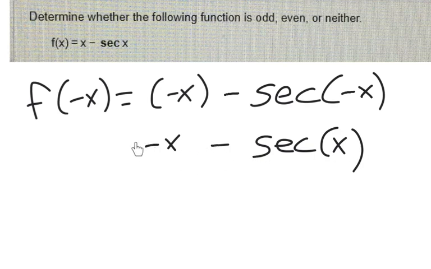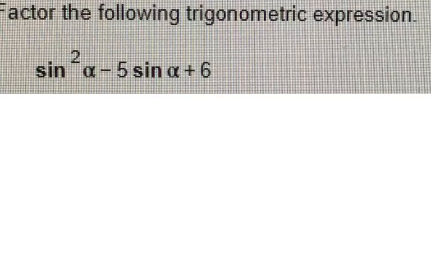Now, is this the exact same as the original problem? No, it has a different sign at the beginning. Is every sign different than what we started with? No, this one is still negative. So because neither one of those things happened, the answer here would be neither.